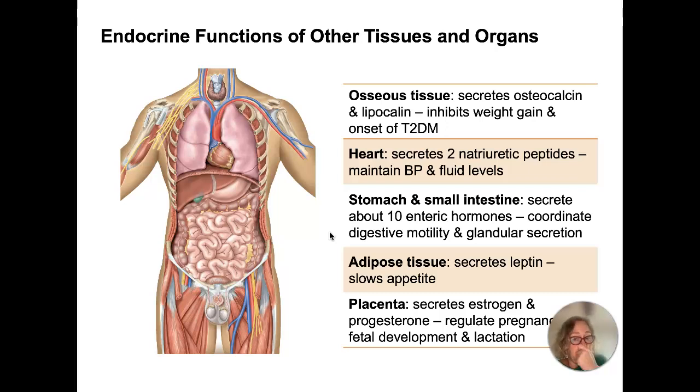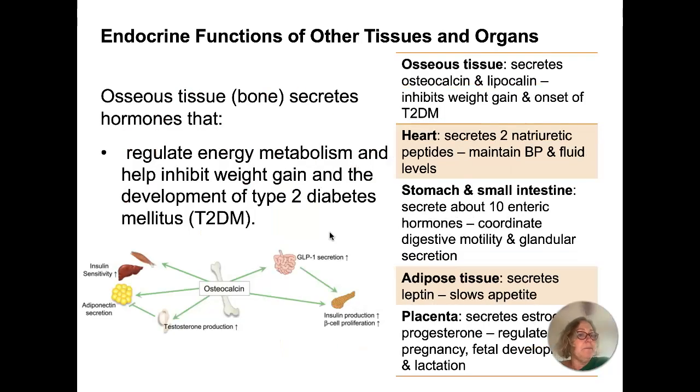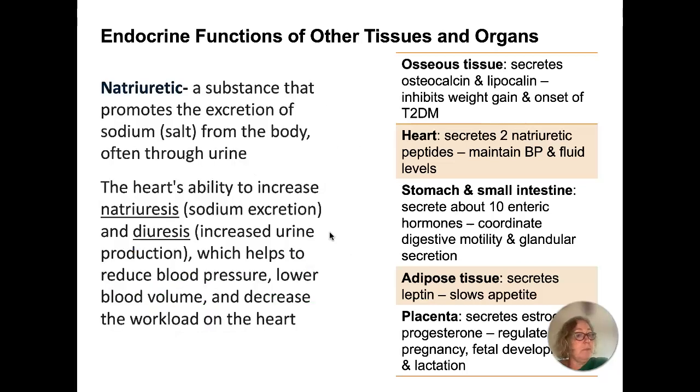Do you remember what osseous tissue is? Like osteoporosis? Right, it's your bones. Bone tissue secretes hormones. So your actual bones are doing stuff. How crazy is that? Your bones regulate your energy metabolism and help inhibit weight gain and the development of type 2 diabetes. I'm not even kidding, right? That's crazy, right? So your bones are involved in endocrine function. What? Yeah, your bones are like, hey, it's getting hard in here to handle this weight, so we are going to need to inhibit weight gain.